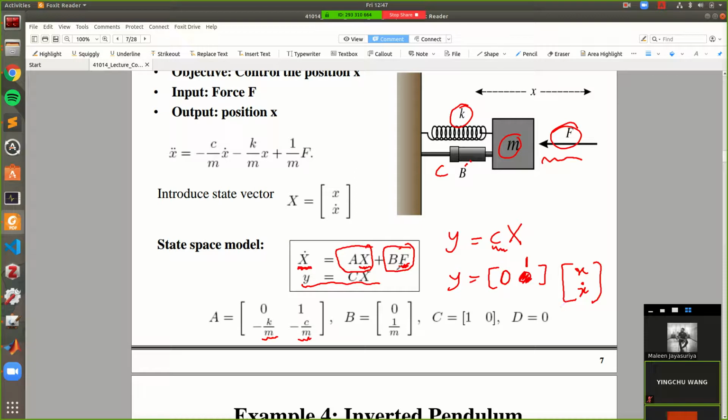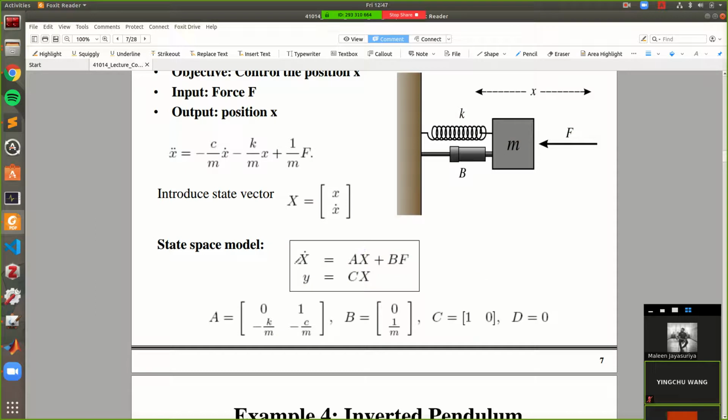So this state space model describes the whole system. It describes how the dynamics of your states are affected by the internal parameters of your system and how it's affected by the input of your system. And then it tells you about the output as well, how your output is related to the states. Okay, any questions before we move forward, because it's important to understand the state space model.